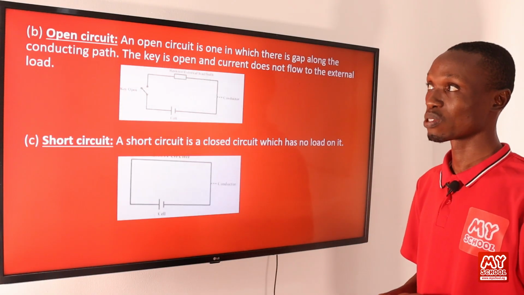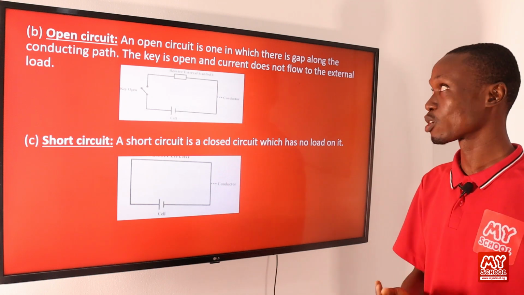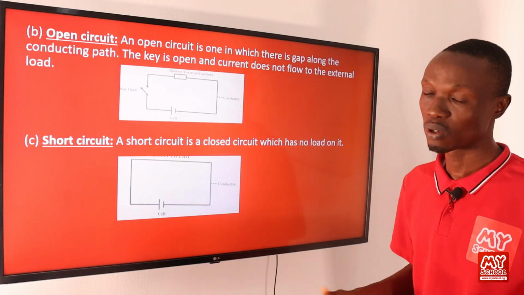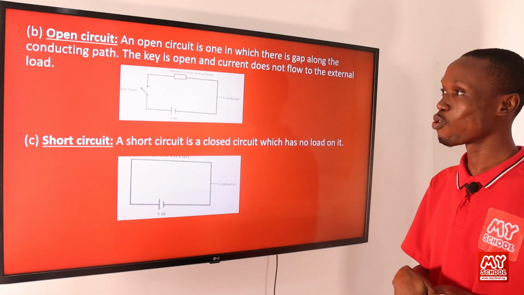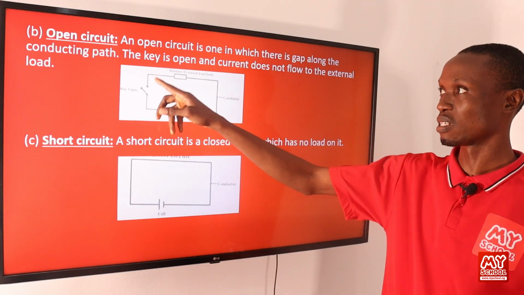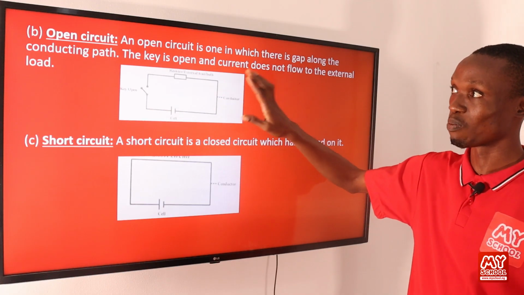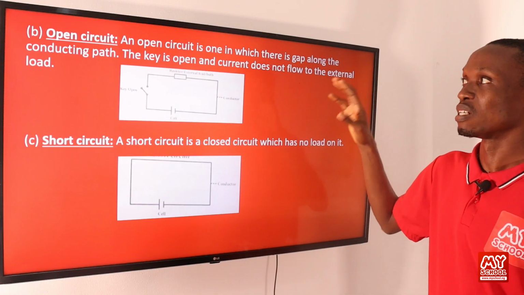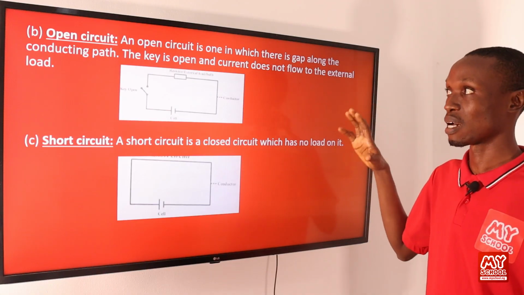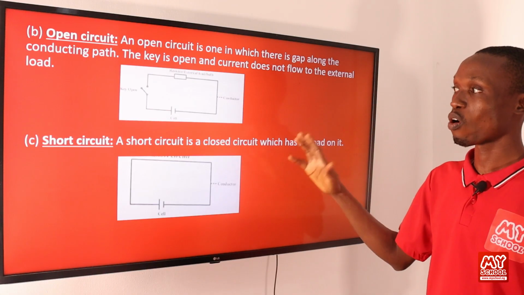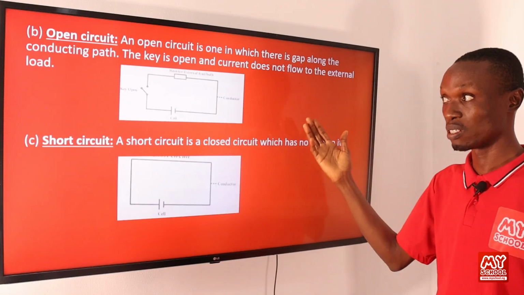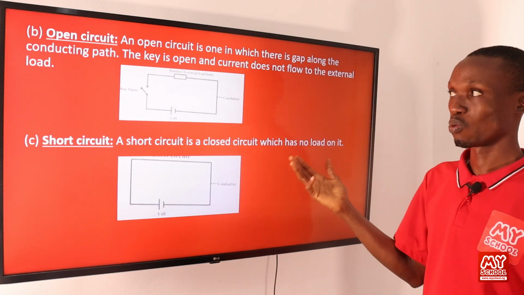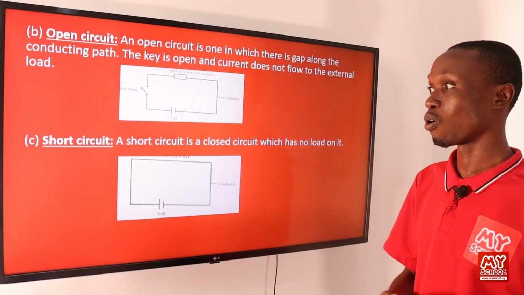Then we also have the open circuit. For the open circuit, there is a gap along the conducting part, meaning the key is open, and in that case current does not flow to the external load, as you can see in the diagram below. This diagram represents the open circuit. No current flows because there is a gap in the conducting part, that is, the key is open. So no current will flow from the source, which is the cell, to the external load, which could be a bulb or a resistor.